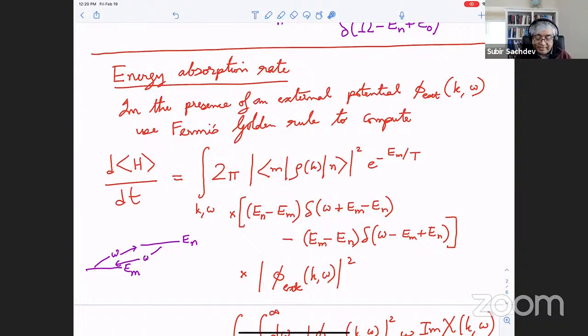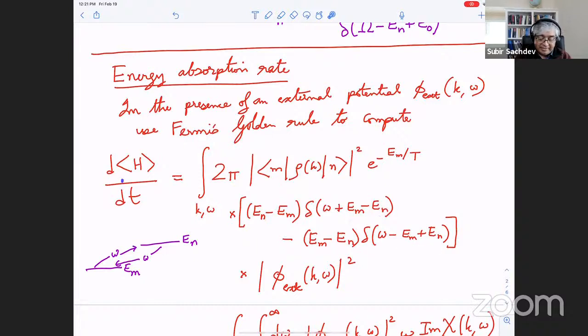You assume the system is in state m, and you look for the transition probability that it is going to go to state n. So that's a matrix element squared with a 2 pi. Then you have to conserve energy. Now you can either absorb or emit energy. So this is the case where you absorb energy. So you go from E_m to E_n in both cases. In one case, you absorb energy. The other case, you emit energy. And these two come in.